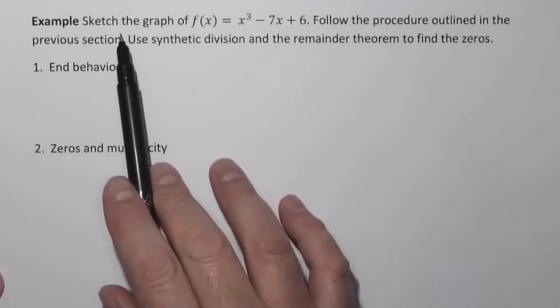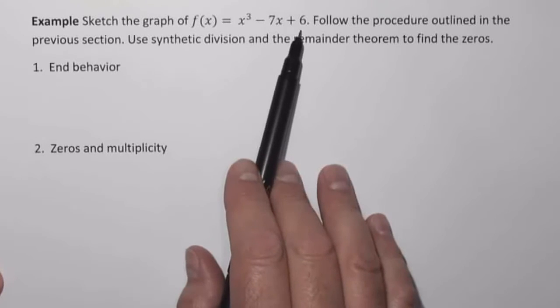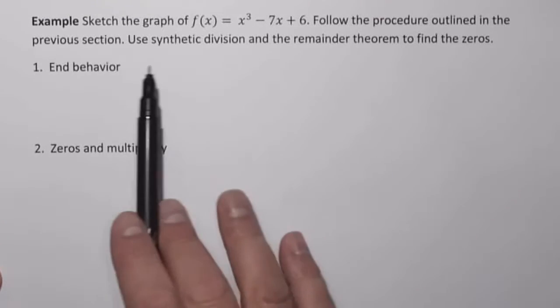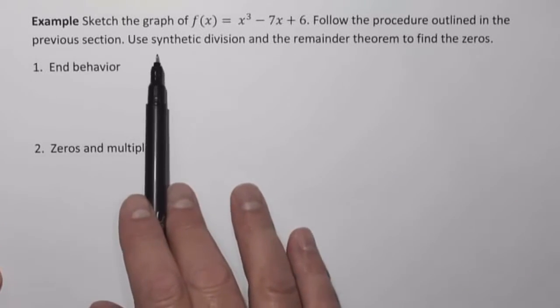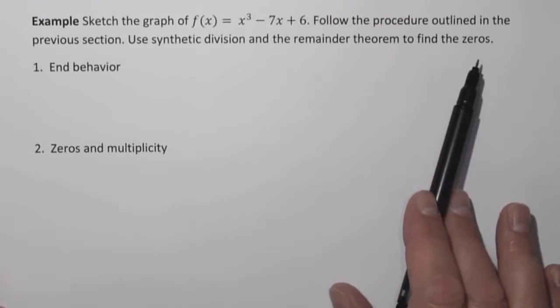So in this example, we want to sketch the graph of f of x equals x cubed minus 7x plus 6. We want to follow the procedure outlined in the previous section. We're going to use synthetic division and the remainder theorem to find the zeros.